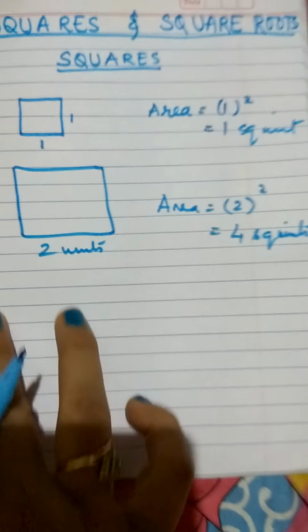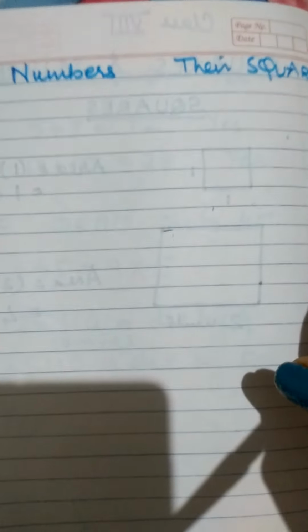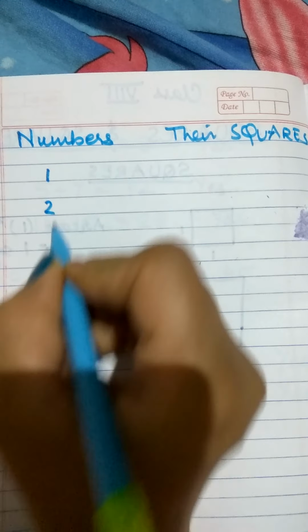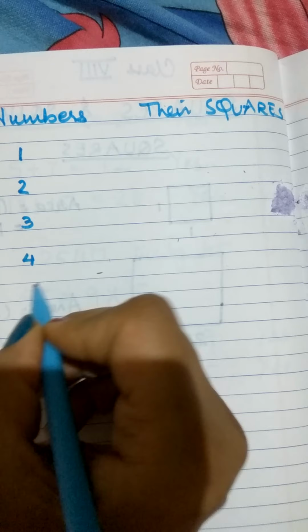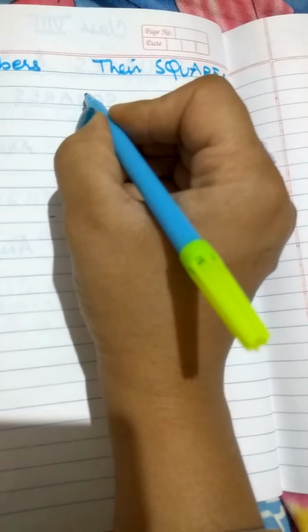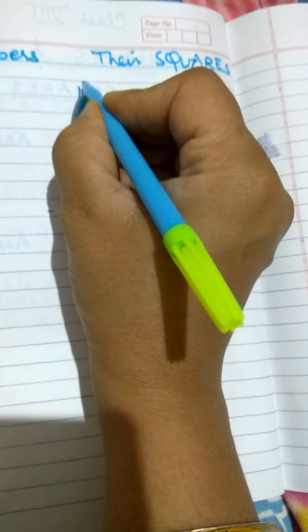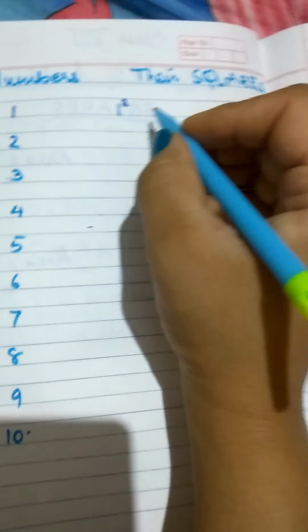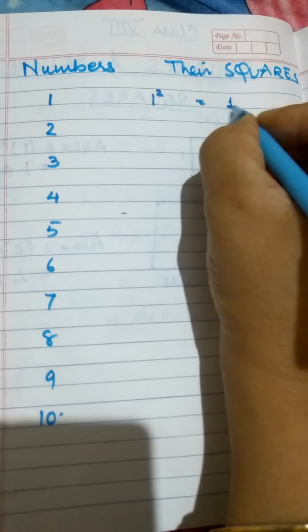Now when we talk about numbers, we will write the numbers. We will take up our natural numbers and then we will take up their squares. So I am writing here numbers from 1 to 10. Now I will find out their squares. So in symbolic form, the square of any number is written like this: a 2 superscripted on 1, and the value of 1 square is 1 only.